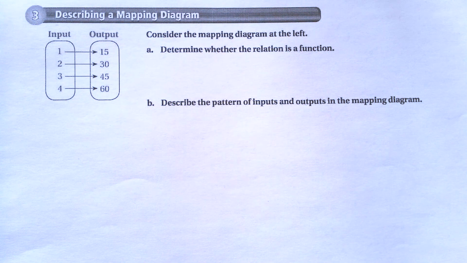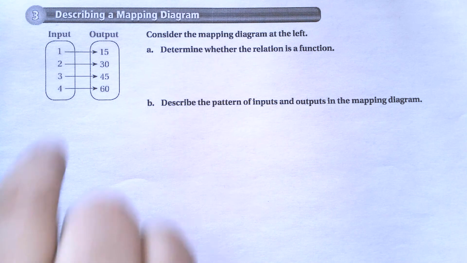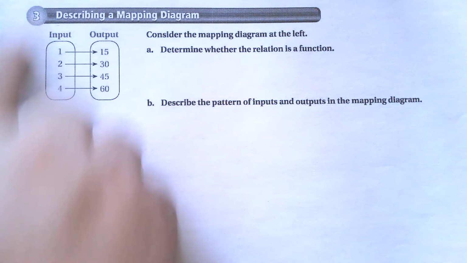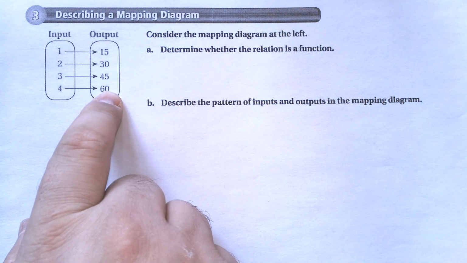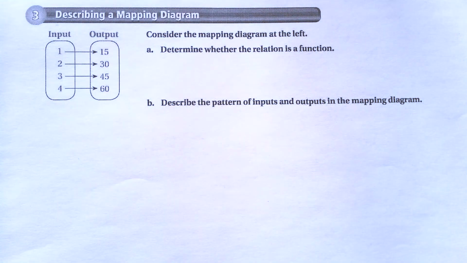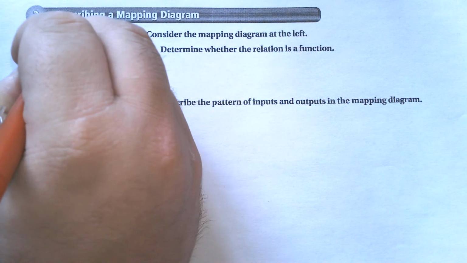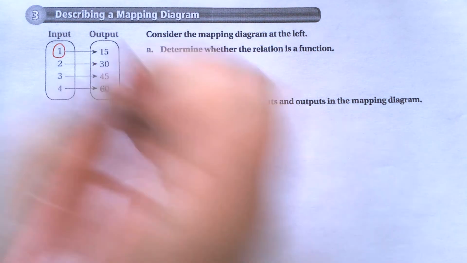Today we're going to work on describing a mapping diagram. What we're going to use in both instances here is this input and output mapping diagram. We're going to do the same thing we have been doing. We're going to start with our input and see where it leads us.